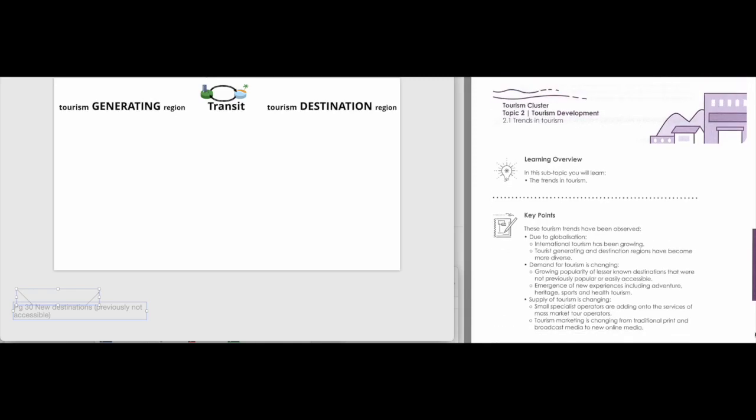Okay, hi geographers. So you have read topic 2.1 about the trends in tourism.